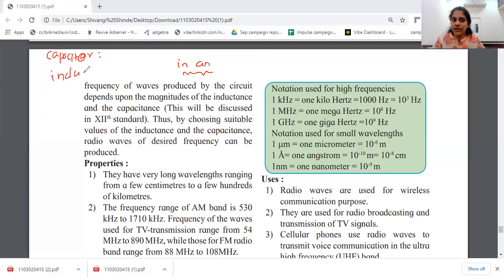Then next write down what an inductor is. An inductor stores energy in a magnetic field. Okay, so I'll repeat. A capacitor stores energy in an electric field, and then an inductor stores energy in a magnetic field.